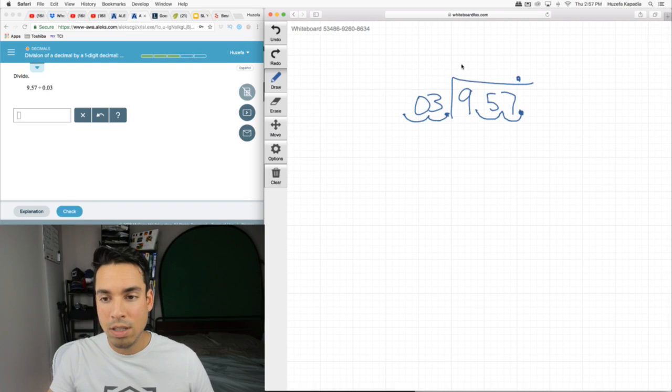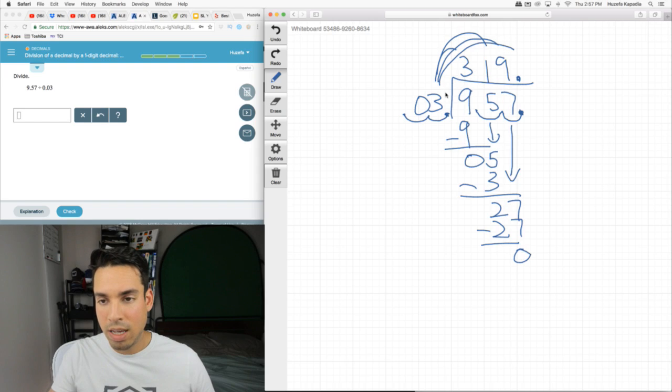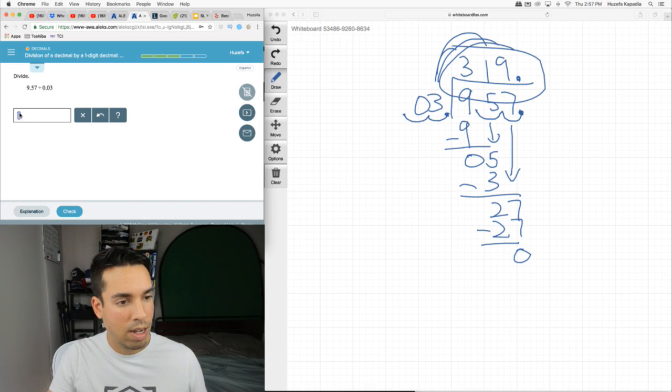3 goes into 9 3 times. 3 times 3 is 9. Subtract. Bring down the 5. 3 goes into 5 once. Multiply by 1. 5 minus 3 is 2. And then bring down the 7. 3 goes into 27 9 times. 9 times 3 is 27. And we're done. No remainder. The answer is 319.